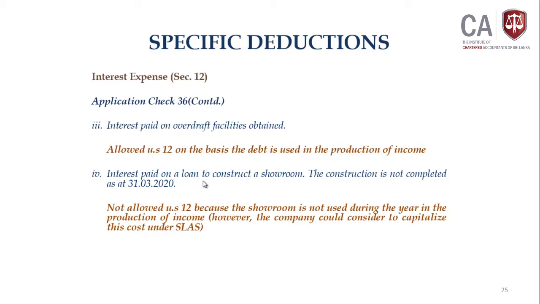Under the accounting standard, this particular borrowing cost, you can't charge to the income statement, you have to capitalize it to the asset, because it is a qualifying asset. If you capitalize it to the carrying value of the asset, finally you can claim capital allowances along with this capitalized interest. There you are not losing, finally you can claim it in the form of capital allowances. But technically this interest you can't claim under section 12. Okay.